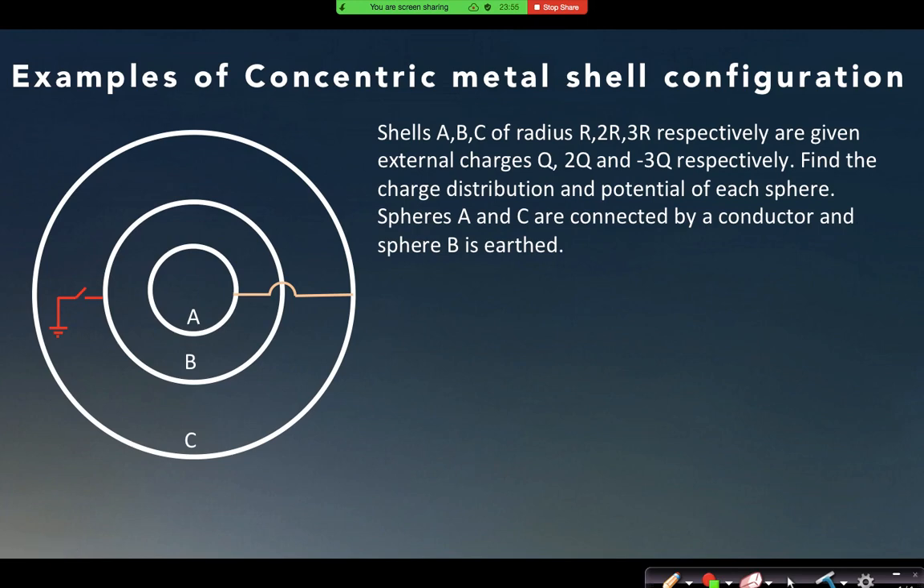In this question it says, shells A, B, C of radius R, 2R, 3R are respectively given external charges Q, 2Q, minus 3Q respectively, like the previous one. Find the charge distribution and potential. A and C are connected and B is earthed. Okay, so in this case also the same similar situations are going on.